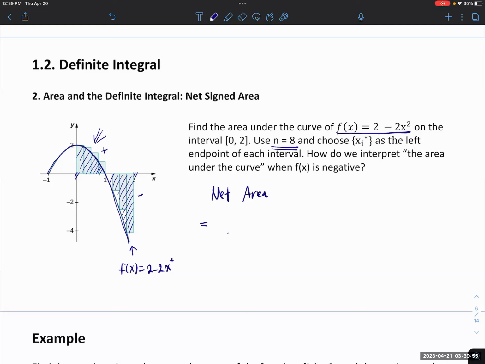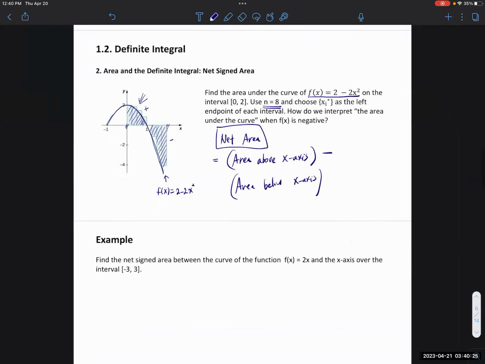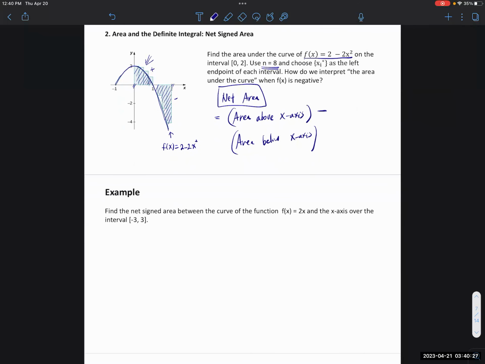How do we find that? Area above the x-axis minus area below the x-axis. So you can find the net area if you have this up and down shape. So I will show you a concrete example to find the net area. So here is the example. Okay, let's read the question.